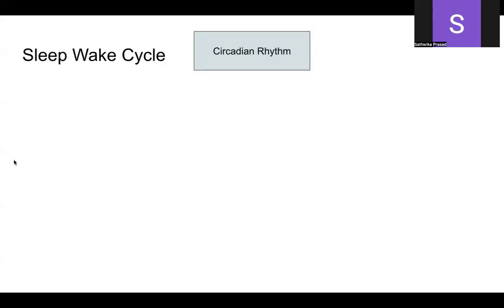So your circadian system is responsible for identifying time of day, so whether it's day or night, and based on that, it will try to make you sleepy or tired. So let's get more into what the circadian rhythm is composed of, right?